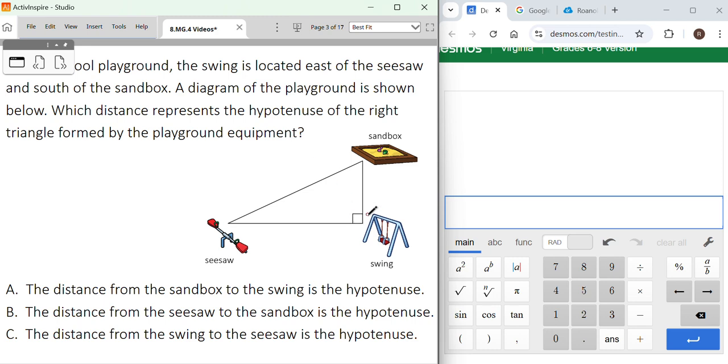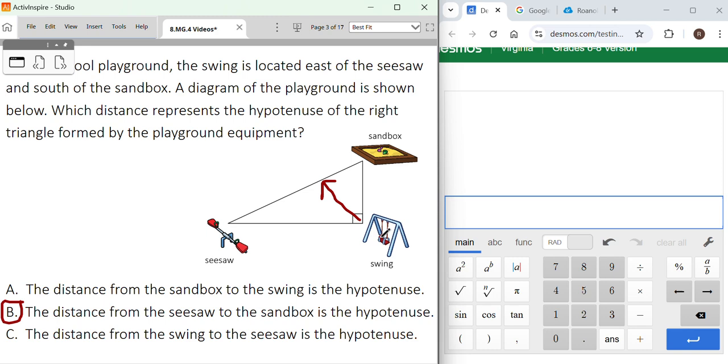Well, here we are given the right angle, and again, if you draw an arrow across from it, that is the side that is the hypotenuse. So, the distance from the sandbox to the swing, no, that's a leg. The distance from the seesaw to the sandbox is the hypotenuse. That is true, so we're going to circle that B.